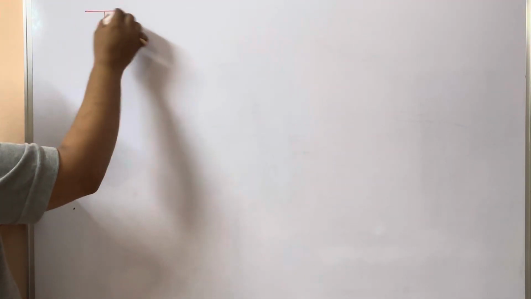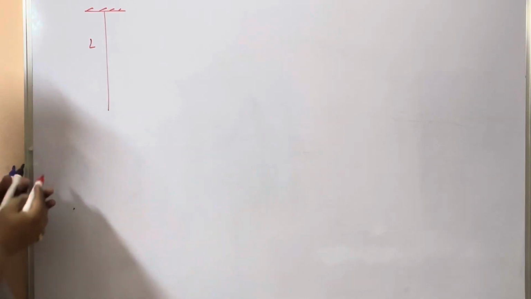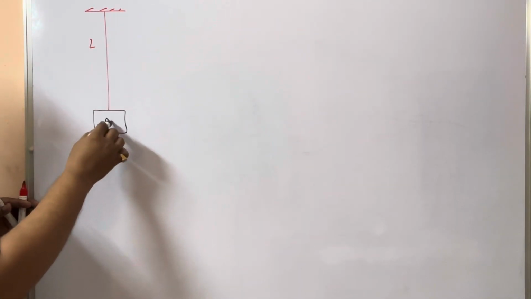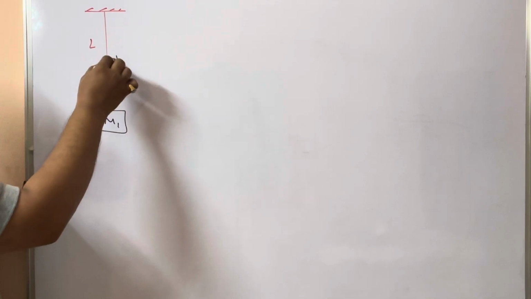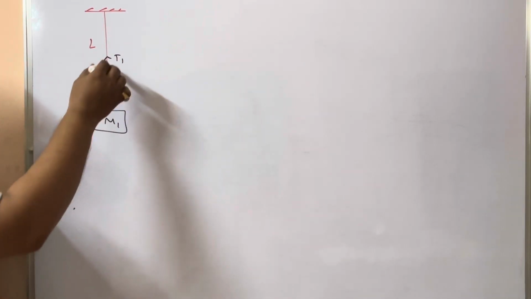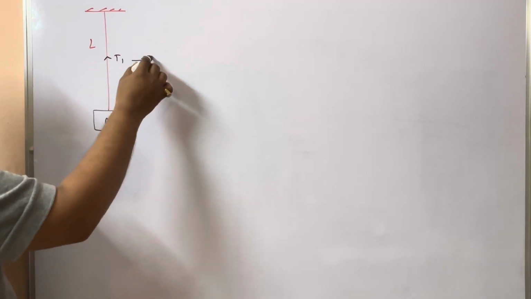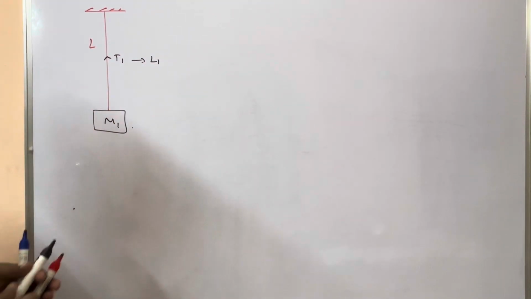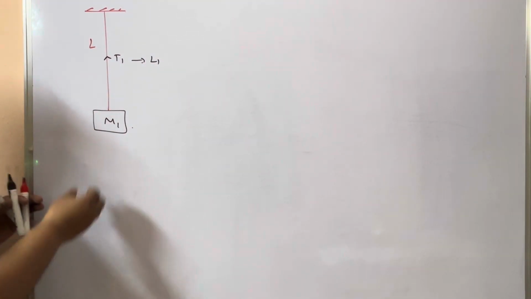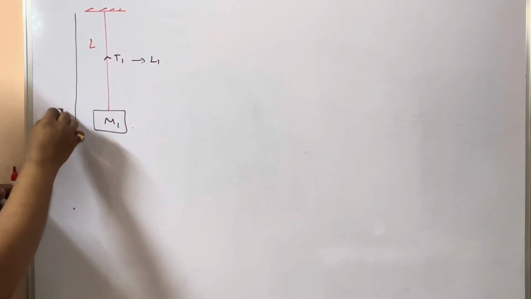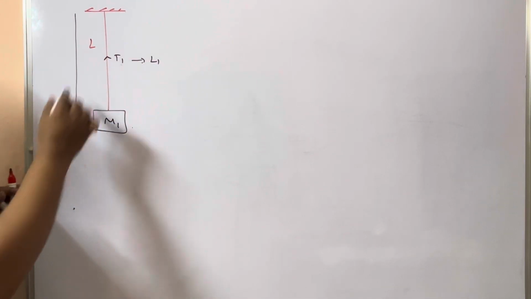A wire of length L. Whenever you are suspending some load M1, the tension developed in the string is T1. At T1, they will give the total length L1, including elongation. So it will be elongated. Let us assume like this: its length is L1 at T1.